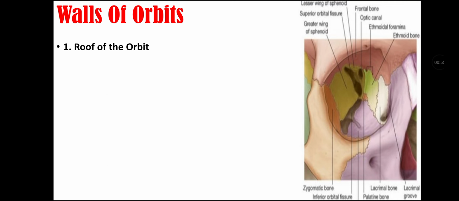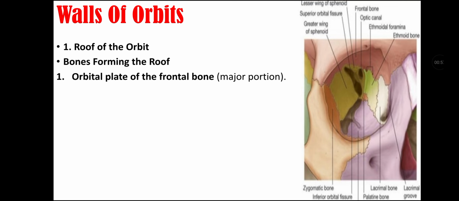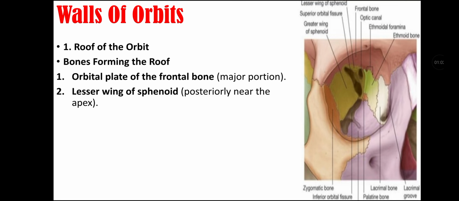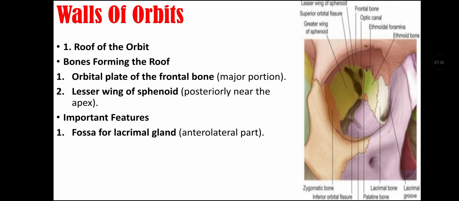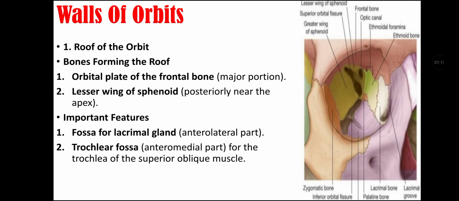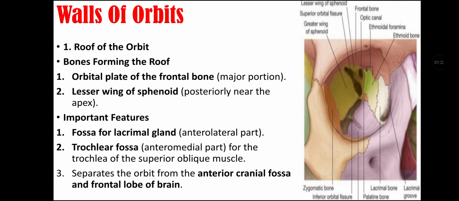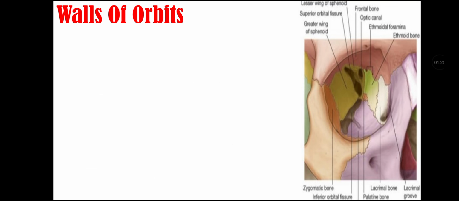So first is roof of the orbit. It is formed by orbital plate of frontal bone that forms the major portion of it, and lesser wing of sphenoid that is present posteriorly near the apex. Important features in the roof of orbit include fossa for lacrimal gland that is present at the anterior lateral part, and it also has trochlear fossa that is present at the anterior medial part for the trochlea of superior oblique muscle. It separates the orbit from anterior cranial fossa and frontal lobe of brain.